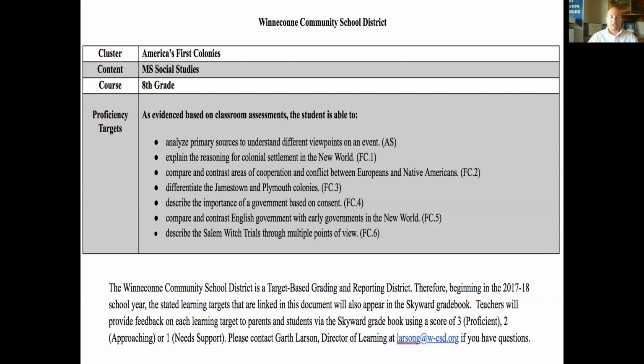What happens is they may have an assessment at the end of the unit, but each one of those targets is measured and given a proficiency value. So in this case, you would get 6 different scores plus a score on whether or not they're able to analyze primary sources. So that's a bigger difference versus a traditional model.